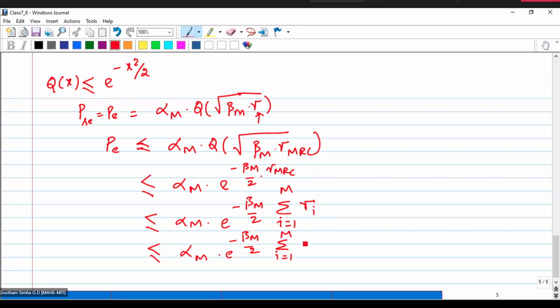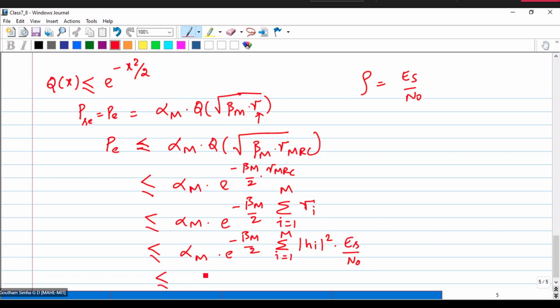I can replace this gamma I by your channel matrix. This is norm of hi square into Es by N naught. Everything has been represented over here. Now, what is this Es by N naught? Rho, I will call it as Es by N naught. Rho is equal to Es by N naught. How do you write now?